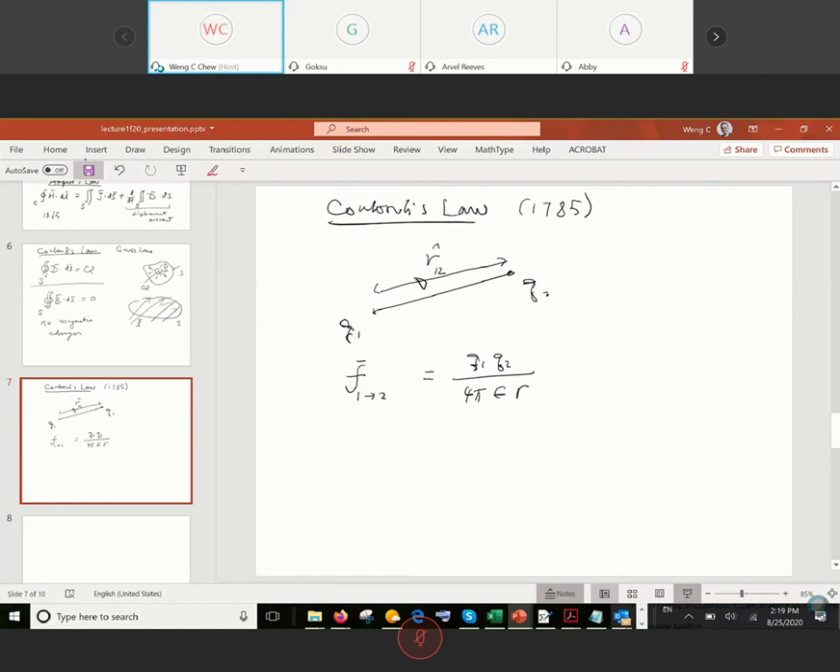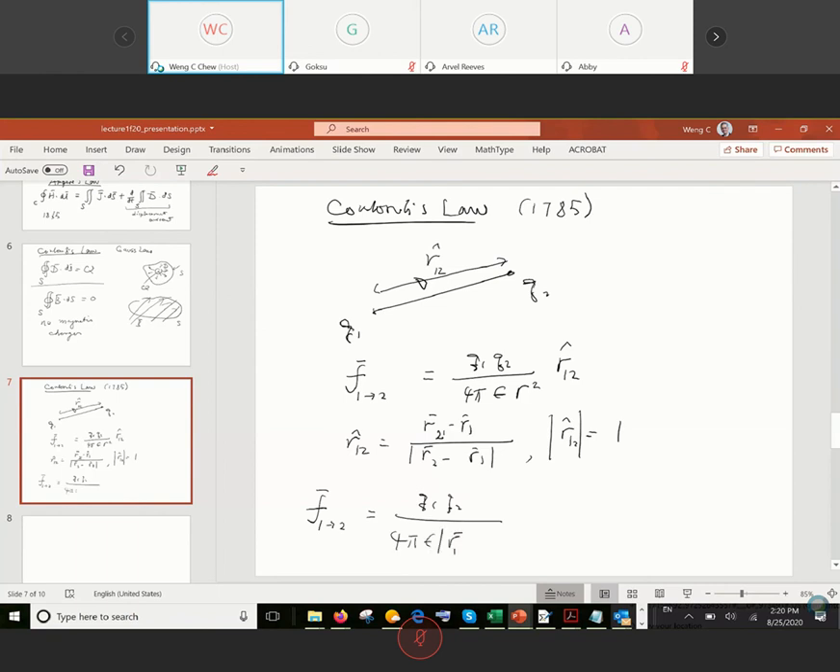So it should be r squared, and then the direction of the force is r12 hat. You can also write this unit vector r12 hat as r2 minus r1 over the magnitude of r2 minus r1. This is the definition of a unit vector, and the unit vector has the property that its magnitude is equal to 1. Hence you can also write Coulomb's law as Q1 times Q2 divided by 4 pi epsilon times the magnitude of r1 minus r2 to the power of 3, times r2 minus r1. There's no magnitude here.